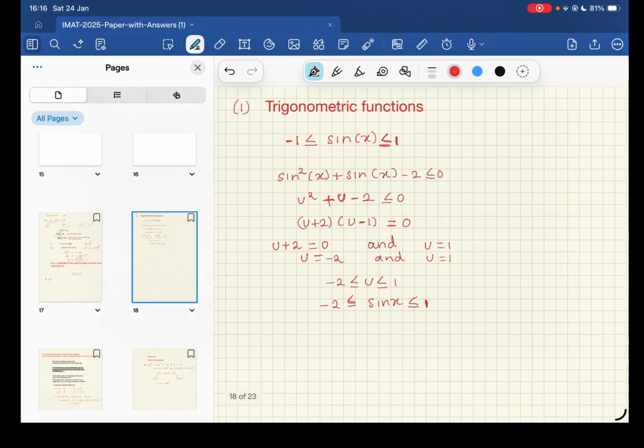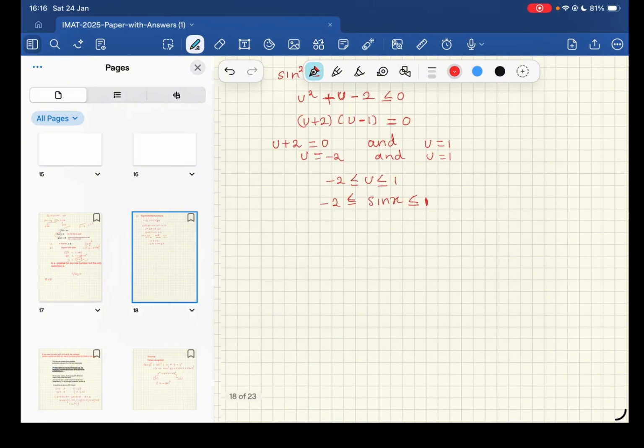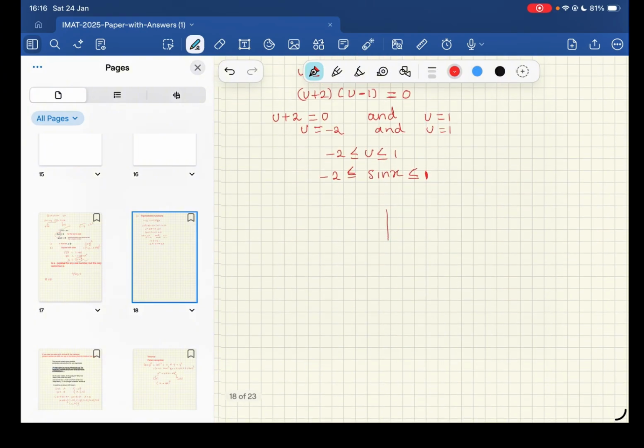So let's try to approach this question. First, think about the trigonometric functions. I'm going to talk about the trigonometric functions, let's say sine, cos and tan, and where they are valid. So let's go with the sine function. You must understand where the sine function is valid.